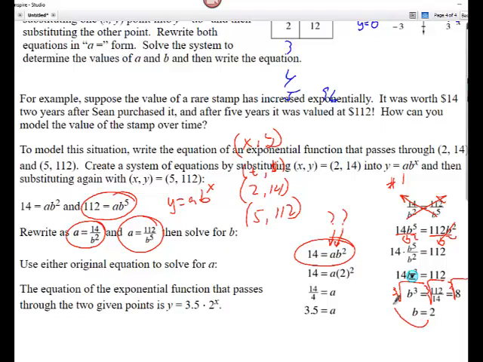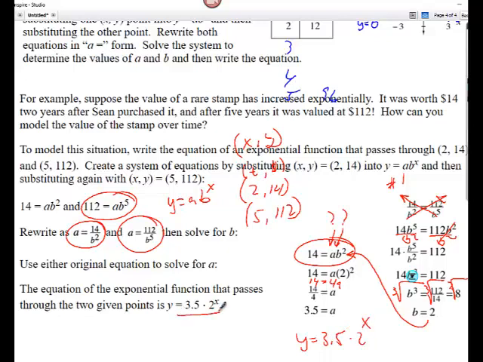Now they can take that and substitute into one of the equations. So they put it in for b, and that gives them 14 equals 4a. Divide by 4 gives them a is equal to 14 over 4. Gives a is equal to 3.5, and now you can write your equation. y is equal to 3.5 times 2 to the x power. That gives us the exponential function.